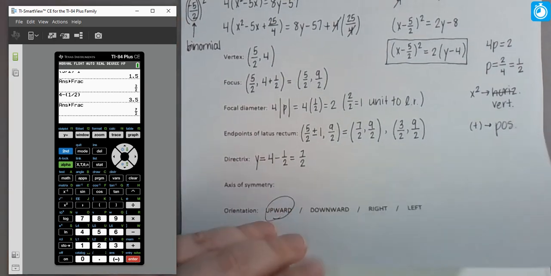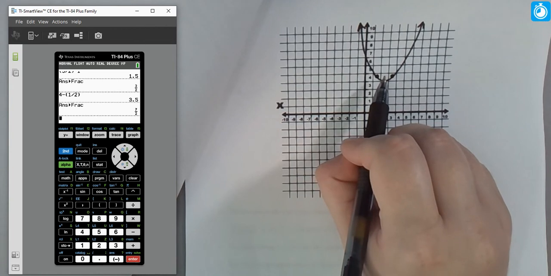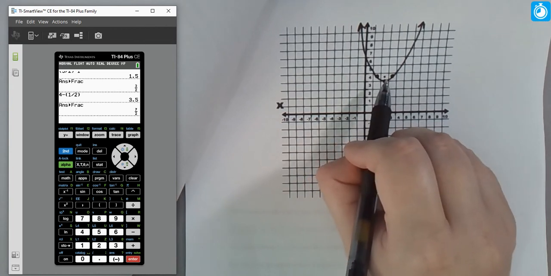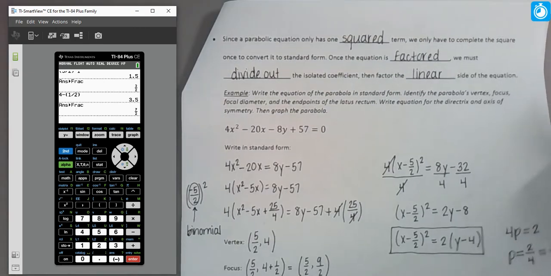So 3.5, let's verify that that would in fact be the location of our directrix just based on the graph. So half a unit above takes us to 4.5, half a unit below takes us to 3.5. So that does make sense that that would be the equation we get.